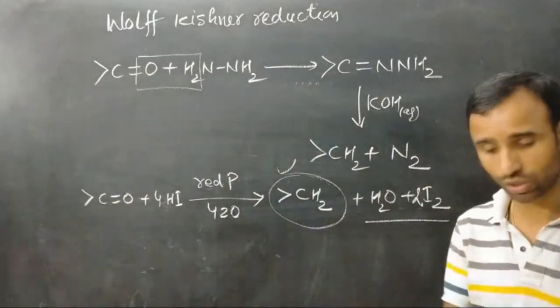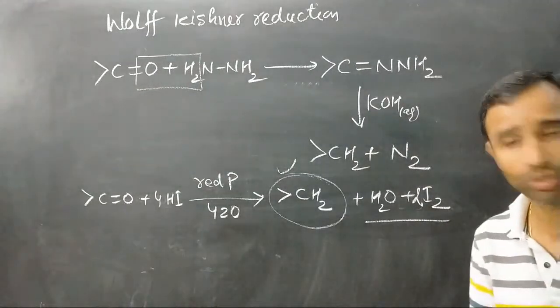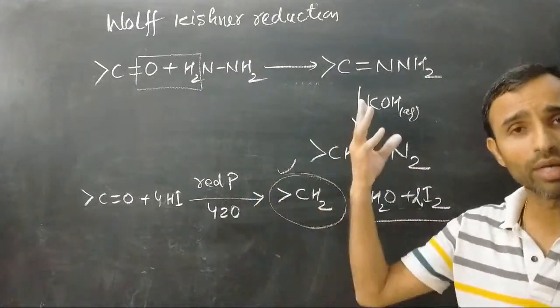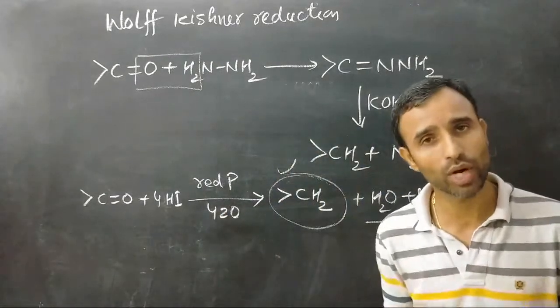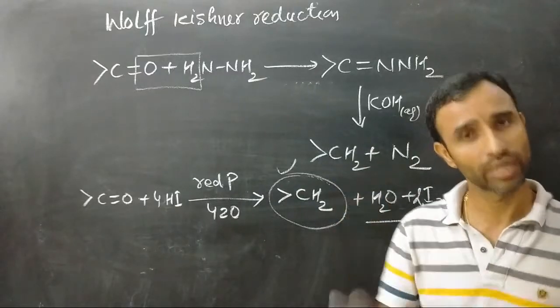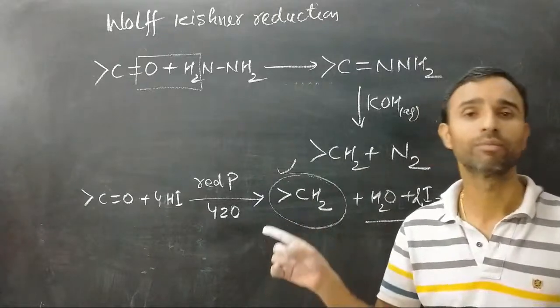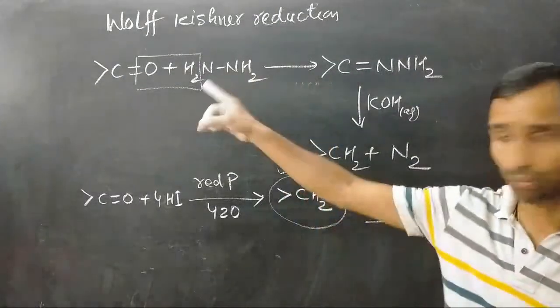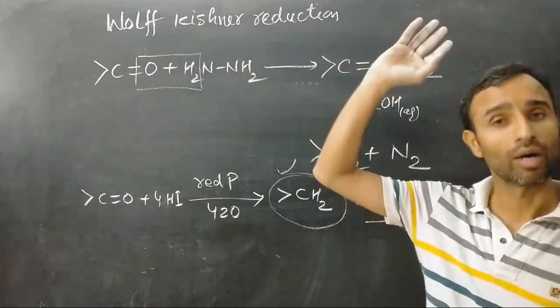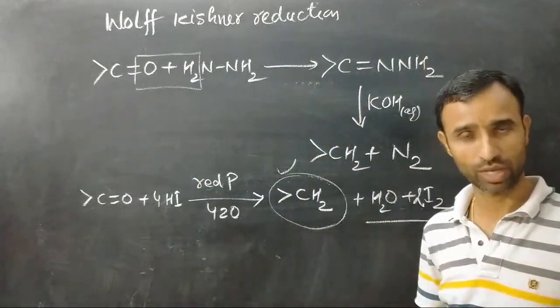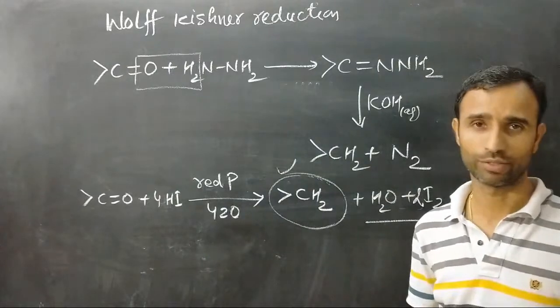We have completed oxidation reactions of aldehydes and ketones. We have completed reduction reactions, partial reduction with lithium aluminum hydride, sodium borohydride, or catalytic reduction, and complete reduction with Wolff-Kishner reduction, Clemmensen reduction, or HI and red phosphorus at 420 Kelvin.